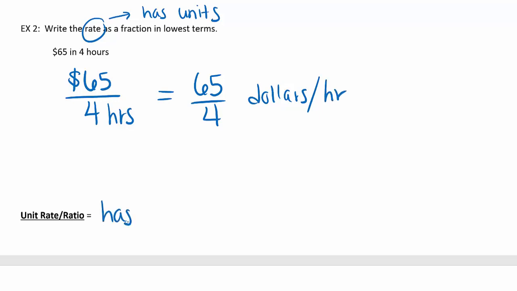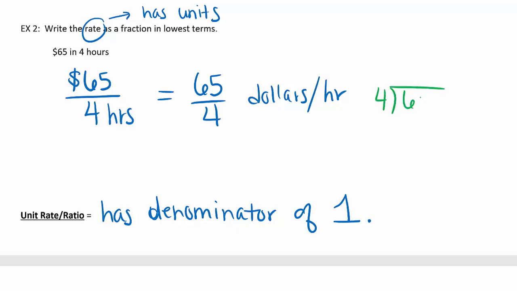Now, a unit rate or a unit ratio is the same thing, except it's something that has a denominator of 1. And frequently when we're talking about rates, it's actually convenient to express that ratio or rate with a denominator of 1. For example, in the previous problem, if this were an hourly rate, writing that rate as a fraction 65/4 doesn't really make a ton of sense. It might make more sense to actually do that division.